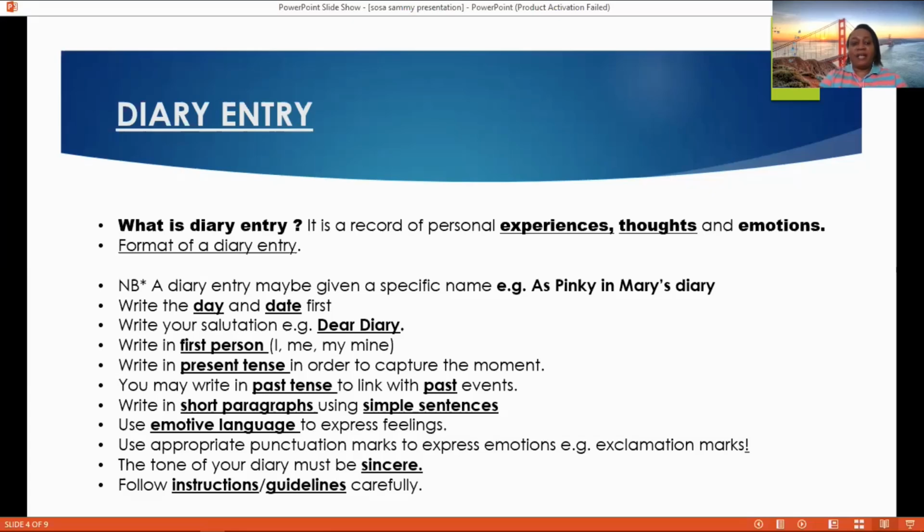And finally, follow the instructions or guidelines carefully. I may not overemphasize that. Once you do not follow instructions or guidelines in a transactional text, whatever transactional text, then you lose it because you will not fulfill the practical communicative function of that text. Follow the instructions carefully, read them carefully, and then you work on your diary entry.